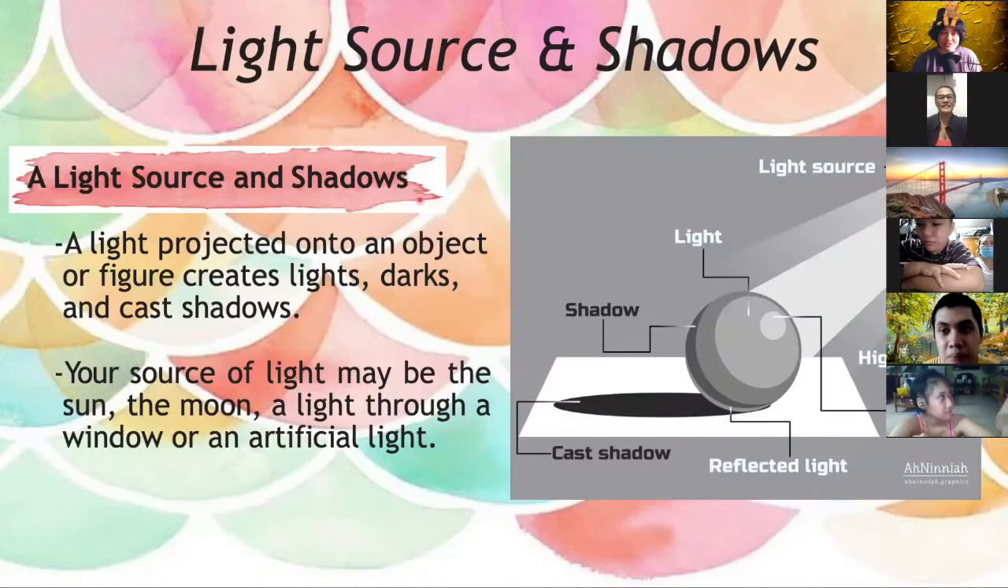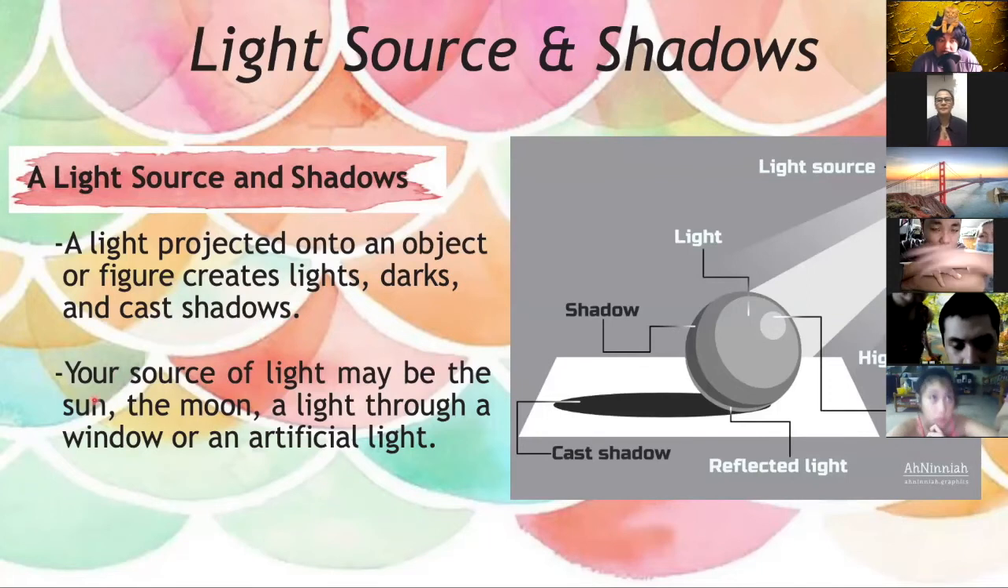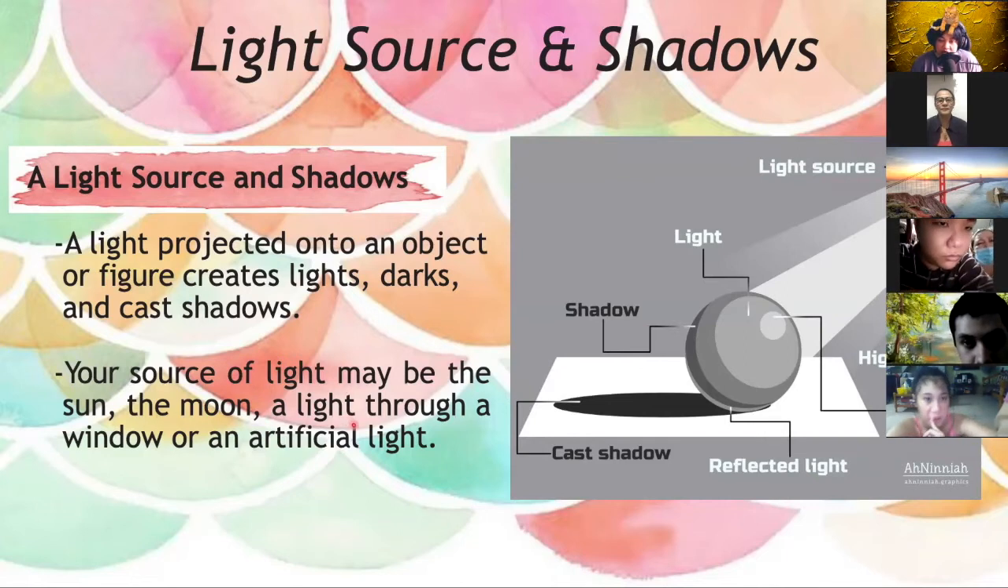Now let's move on to light source and shadow. So what is a light source? A light source is a light projected onto the object or figure that creates lights, darks, and casts shadows. Your source of light may be the sun, the moon, a light through a window, or an artificial light. So can you give me some examples of light sources?